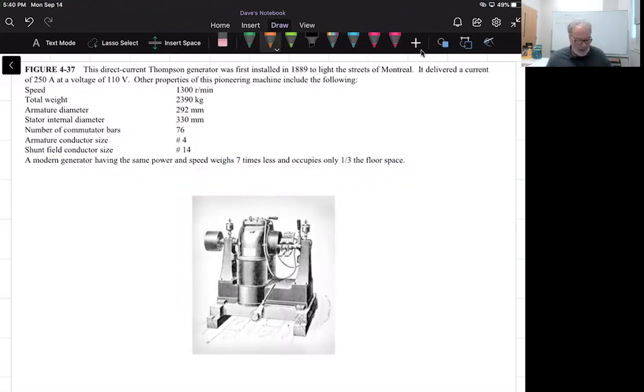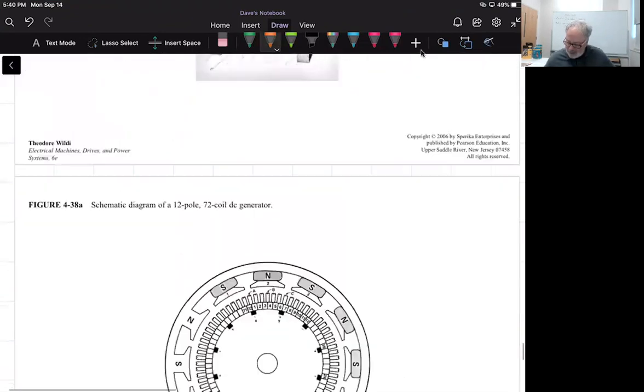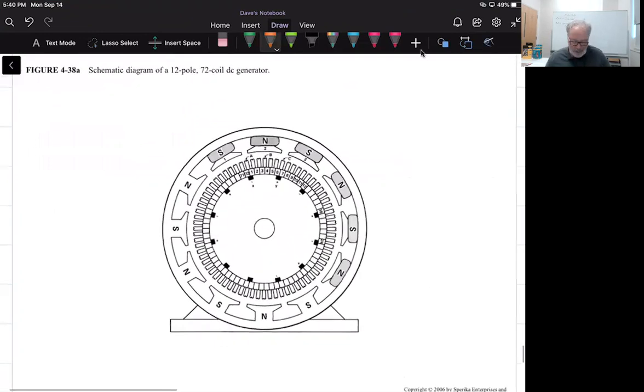But the last thing I really want to talk with you about is this schematic of a 12-pole, 72-coil DC generator. Just to walk through some things: how do we know it's 12 poles? Well, we can count them, right? So that's 1, 2, 3, 4, 5, 6, 7, 8, 9, 10, 11, 12 poles.